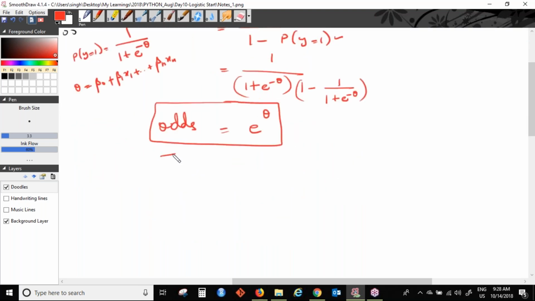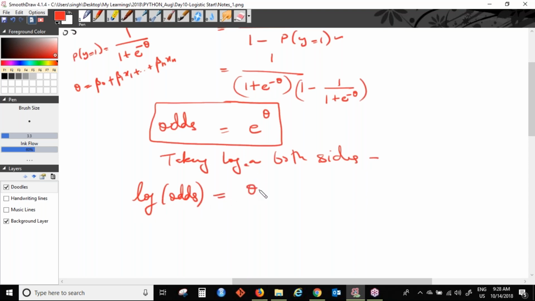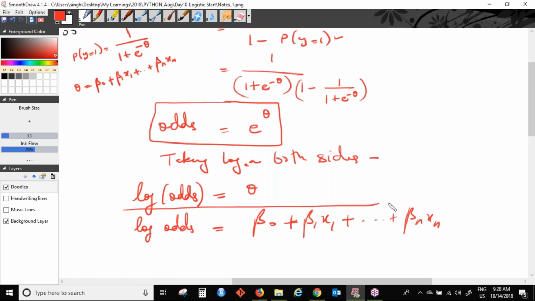Now taking log on both sides, log to the base e, I will get log of odds is equal to theta. This is what I will get, right? Log e of e is 1. So I can write log of odds is equal to beta naught plus beta 1 x 1 plus beta n x n. So this is also the equation of logistic regression in terms of odds.